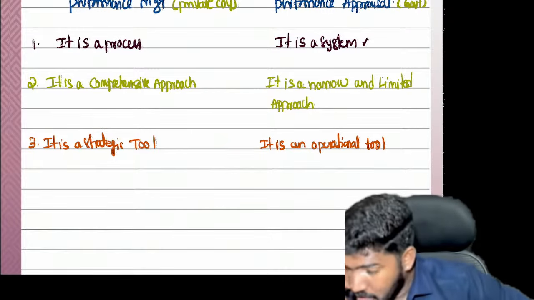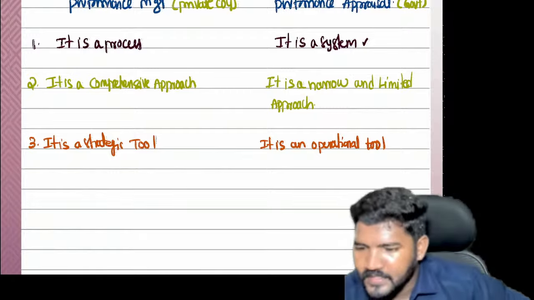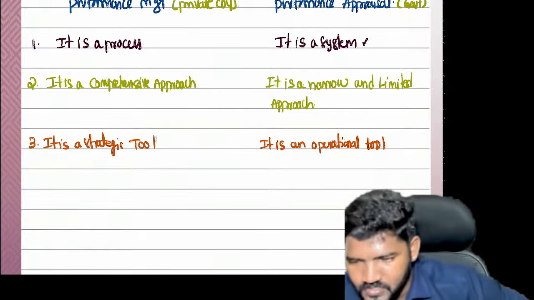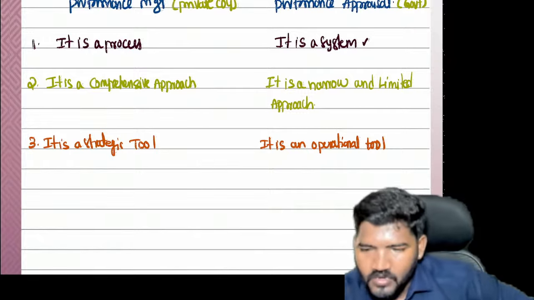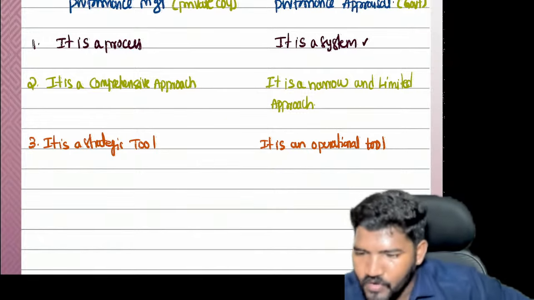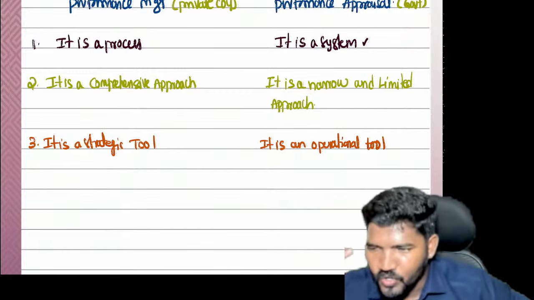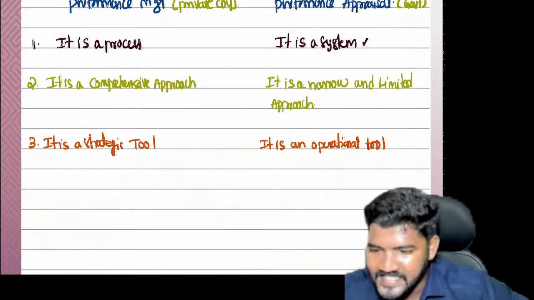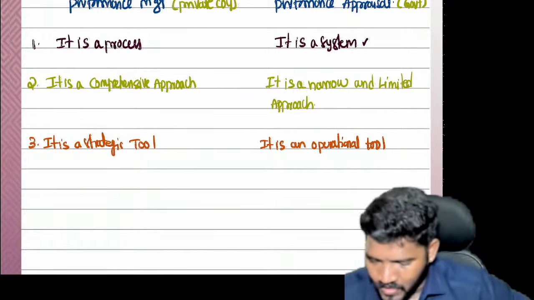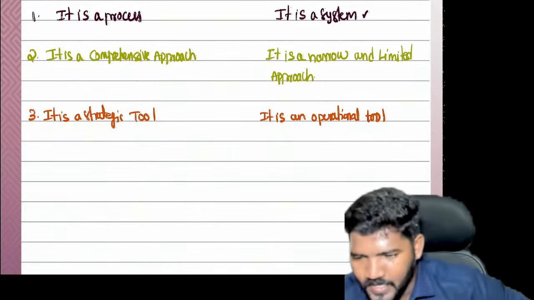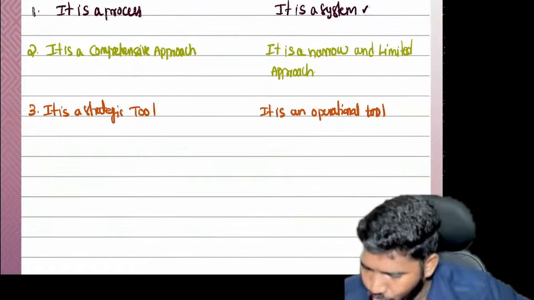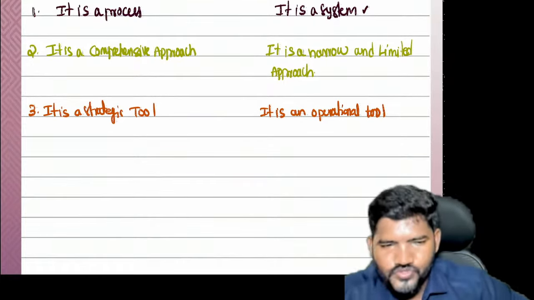In a performance appraisal, they are focusing on monetary terms, like the bonus you mentioned. But in performance management, they are not focusing on monetary terms. They are focusing on their growth and performance, their knowledge, their skills. Guys, clear? I will give an example for that also. So, when it comes to operational tool, and when it comes to strategic tool.